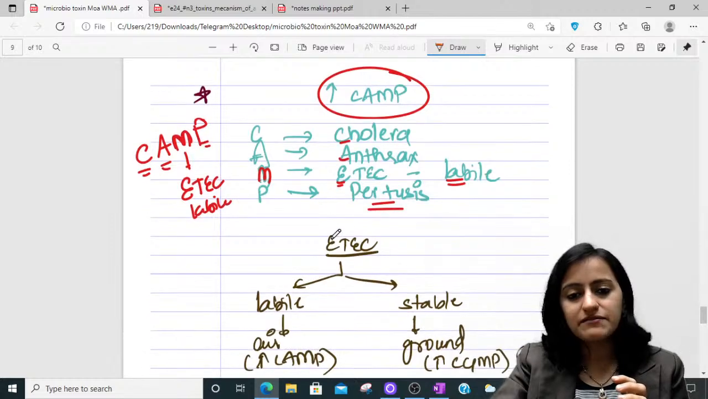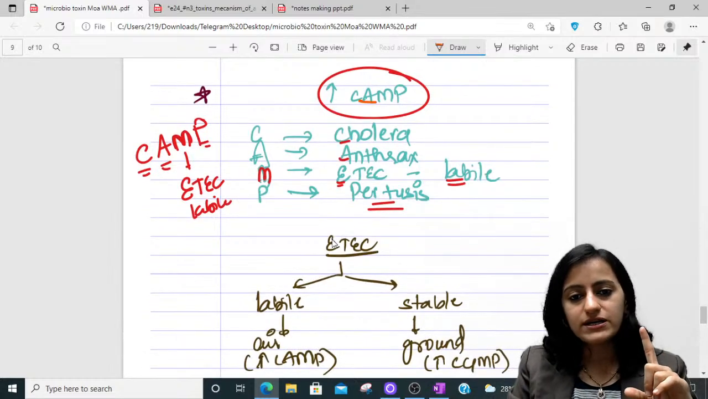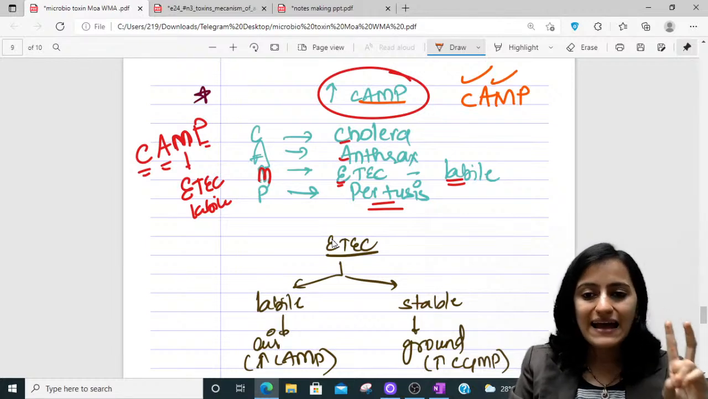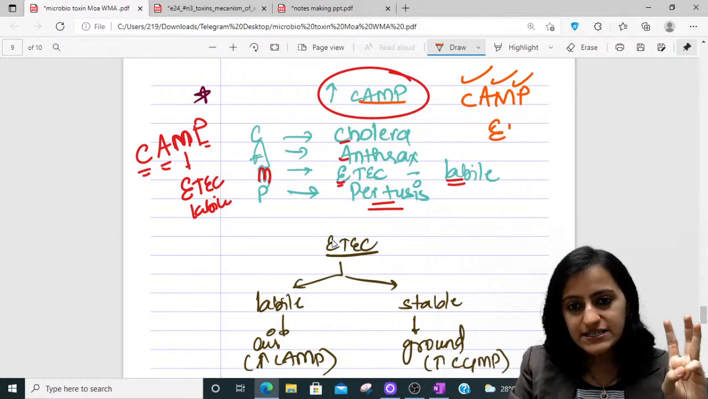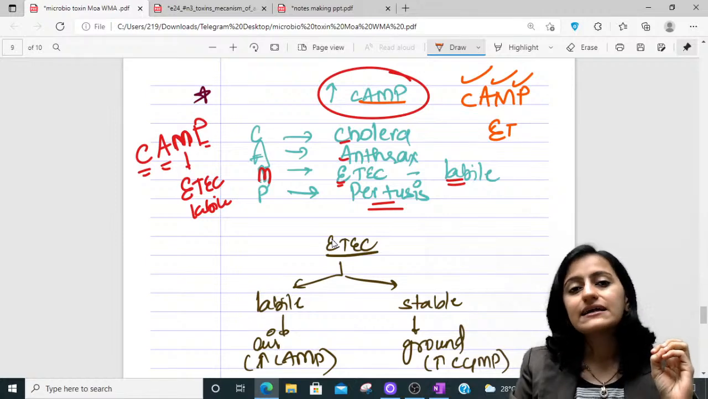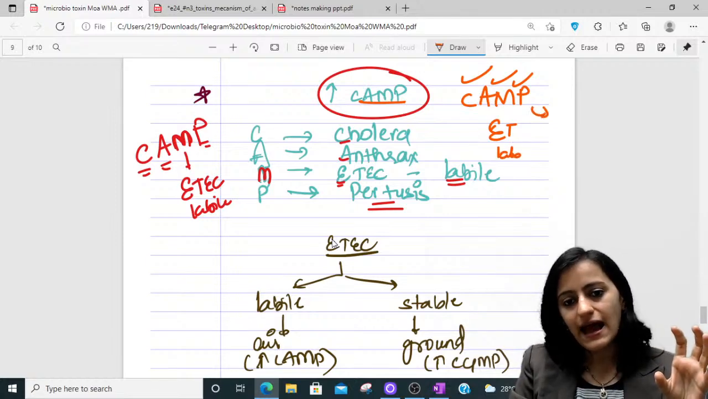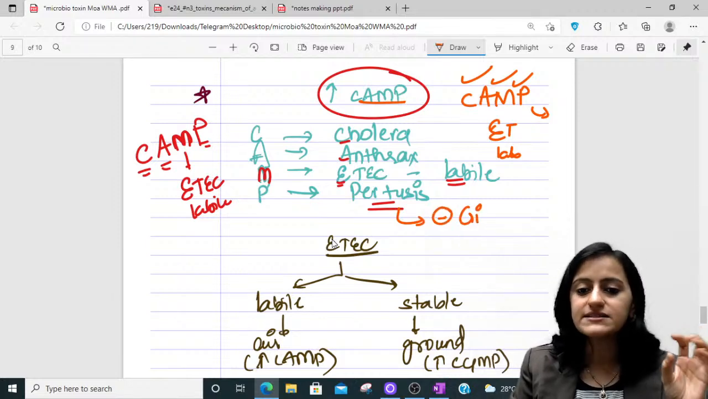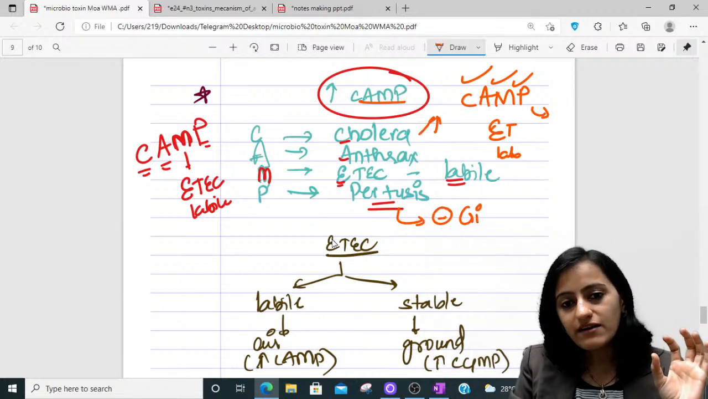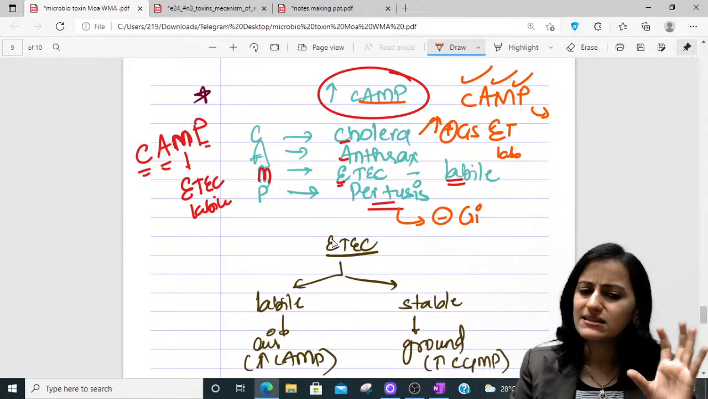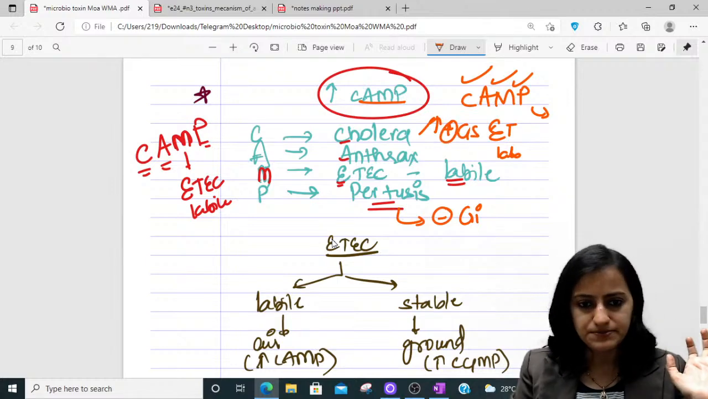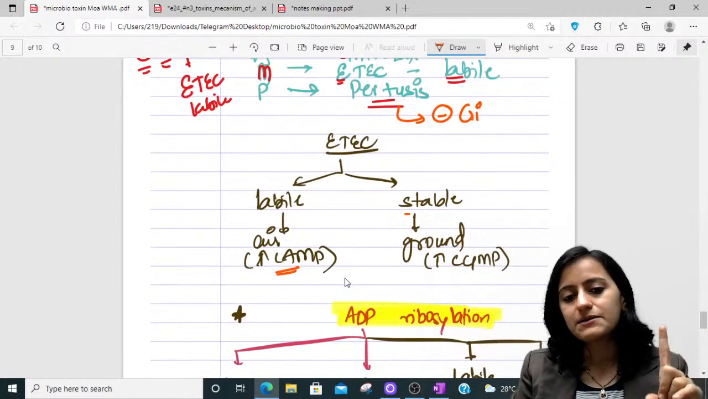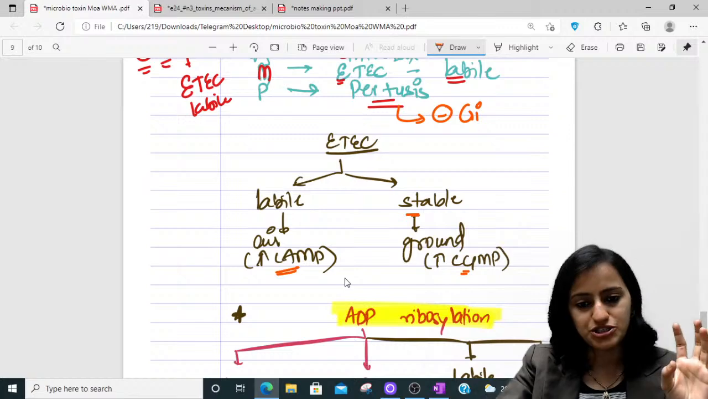So let us quickly revise cyclic AMP. We saw the mnemonic. Your cholera, anthrax, and ETEC's heat labile toxin. E-tag is labile in the air, and your pertussis. The difference is pertussis is inhibiting Gi, while cholera stimulates your Gs. These act by ADP ribosylation. In ETEC you have heat labile in the air, cyclic AMP, heat stable on the ground, cyclic GMP.